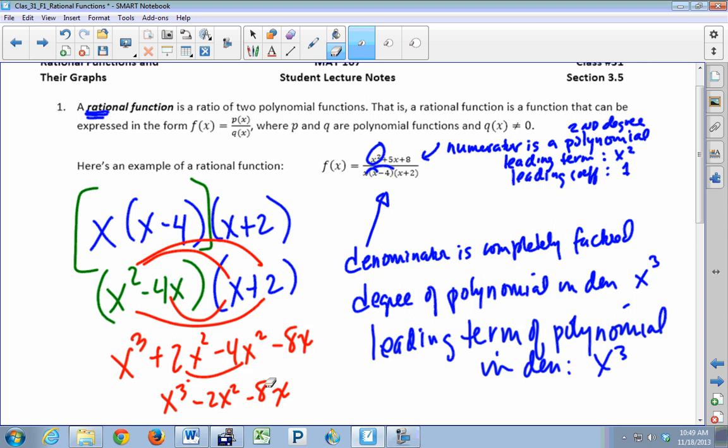Notice you have 3 linear factors. So if you have 3 linear factors, you have 3 zeros and you have degree 3, right? We've learned that in the last class.